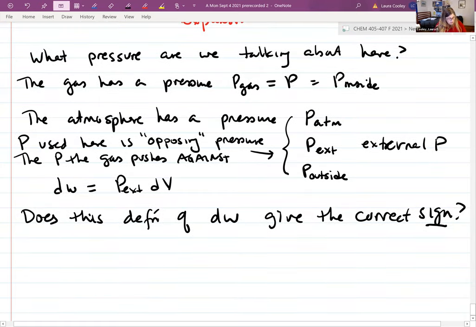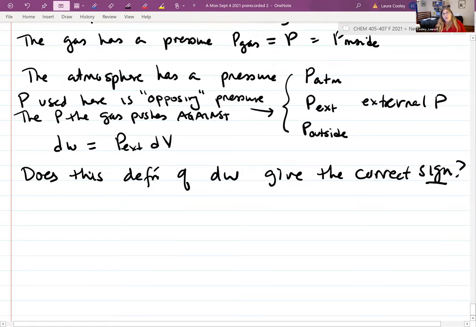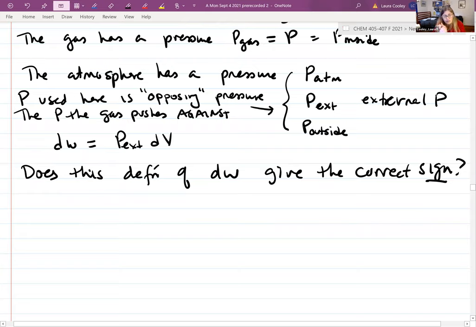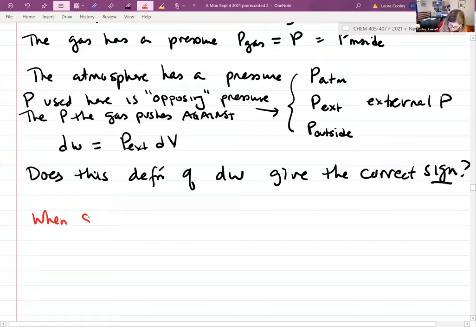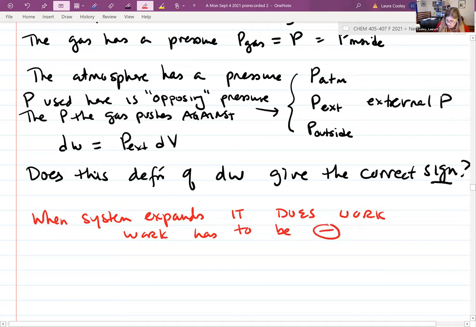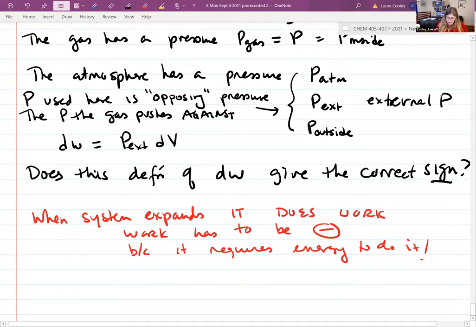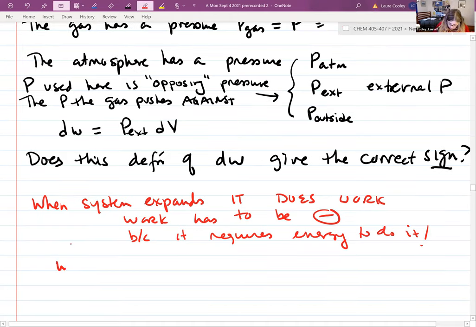Okay. So when the system expands, it does work. It requires energy to do that work. So the work has got to be negative. Let me write that down. When the system expands, it does work. So from the point of view of the system, the work has to be negative because it takes energy to do that work. So let's take a look at this work, if we want to know what is the sign of the work.